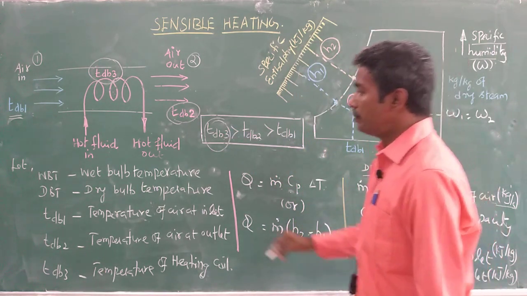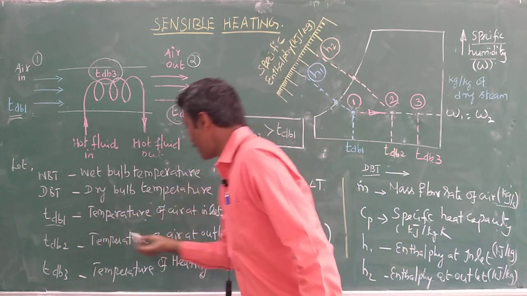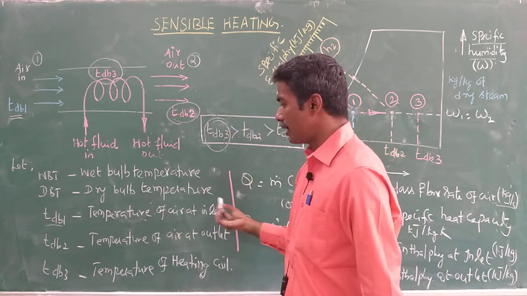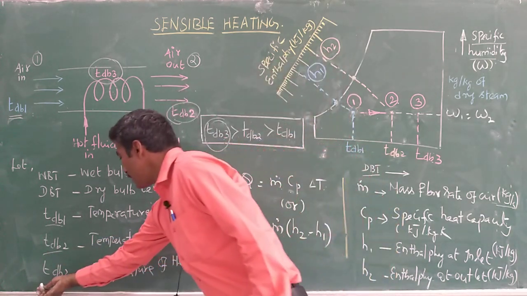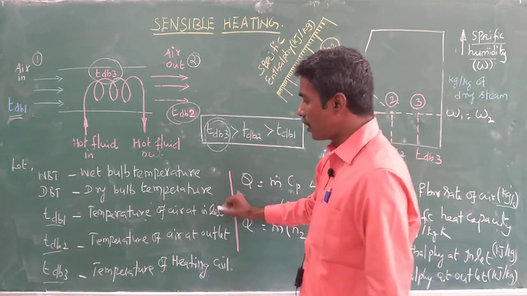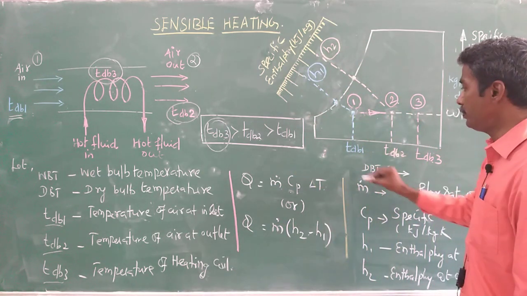Okay, right. Here a lot of parameters are there. TDP1 is the dry bulb temperature of air at inlet. TDP2 is the temperature of air at outlet. TDP3 is the temperature of the heating coil. So these TDP1, TDP2, TDP3 we are going to mark on a psychrometric chart.